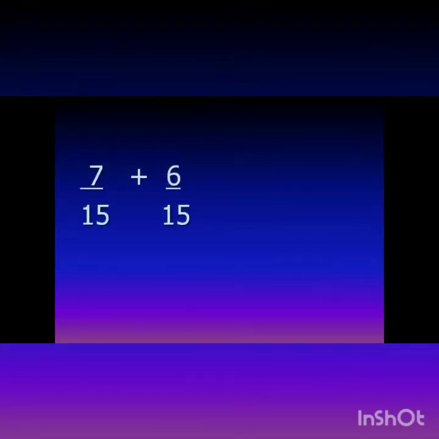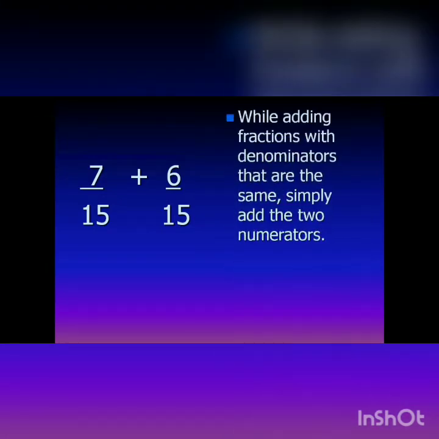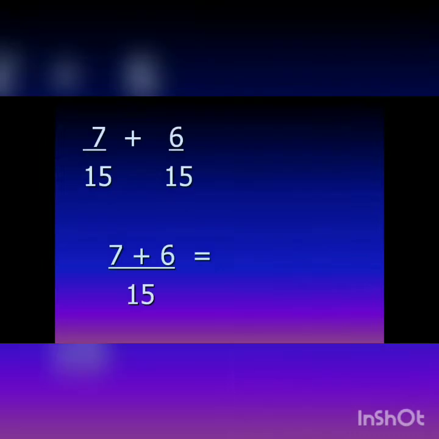We have taken 7 by 15 and 6 by 15. On adding 7 by 15 and 6 by 15, we can see the denominators are same. So in this case, we will simply add the numerators and the denominator will remain the same. So on adding 7 and 6, we will get 13 and the fraction will become 13 by 15.